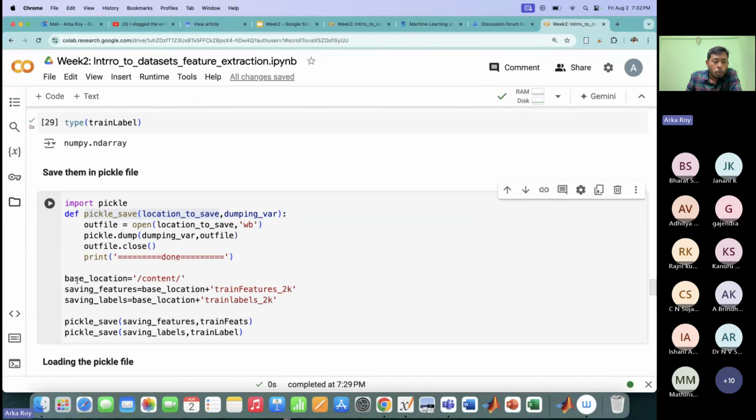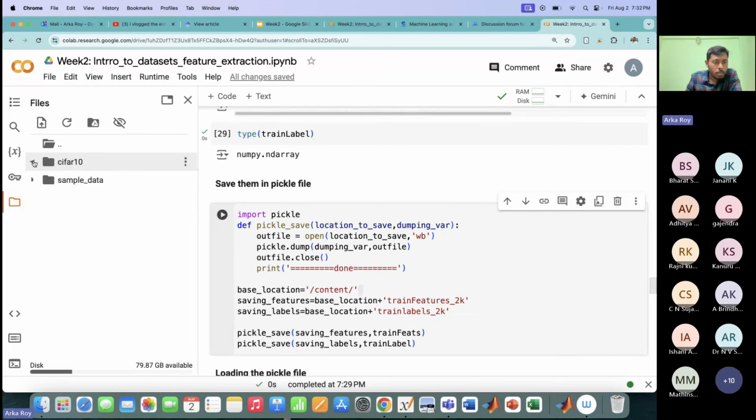Currently I have taken the base location as content. Content means this is the content folder. And then I am saving the features in base location plus training features underscore 2k. So I'm naming this particular file training features 2k. And the labels also I am saving in the same location with the name train labels 2k.